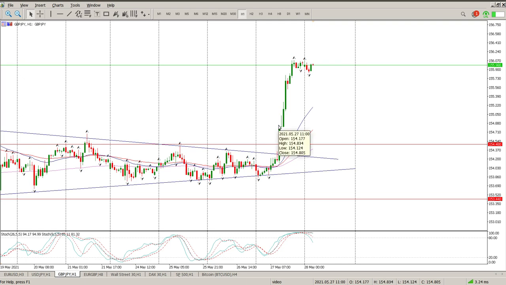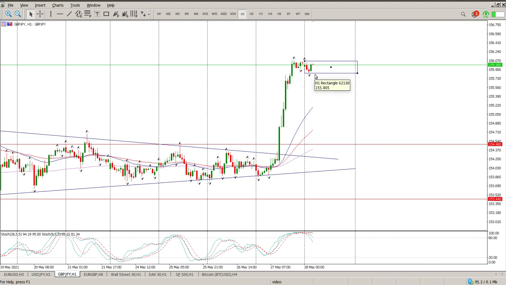So same situation as the US dollar, Japanese yen. We've broken up, and we're forming some form of a flag here. So this is one for the London breakout strategy, and the reason I say that is that's our range at the moment, and the flag is forming inside the London range. So a break to the upside and a retest of that gives you an opportunity to buy into this.